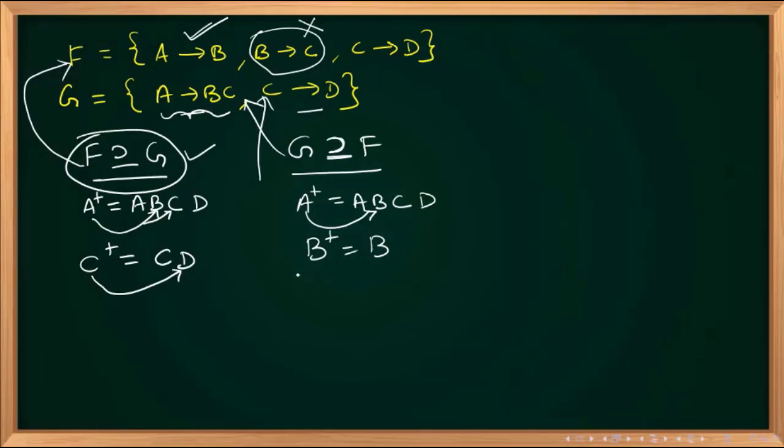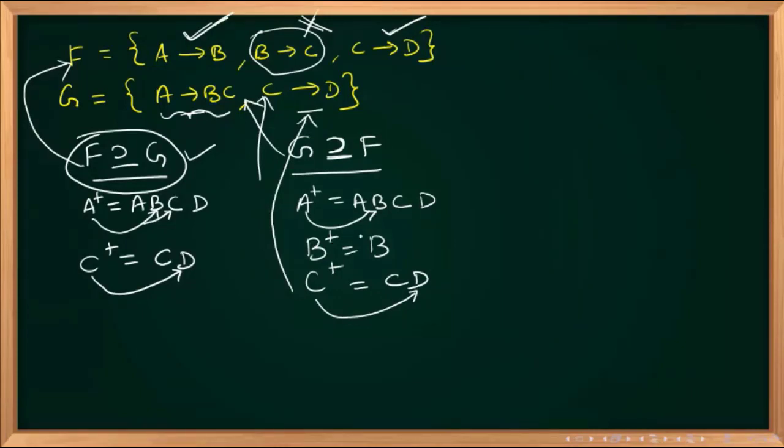Okay. So now what is the third one? C to D or not? So we'll take a C closure here. If I take a C closure, CD is coming from G. Fine. So it clearly shows that C to D is satisfying. So this is also satisfying. But this guy is not satisfying. B to C is not satisfying. Yes or no?